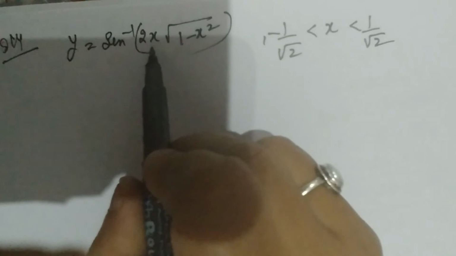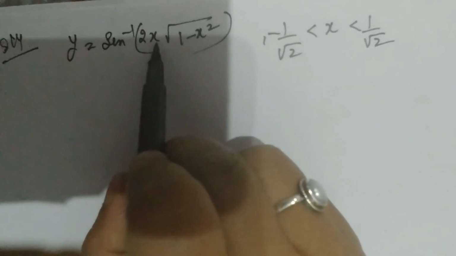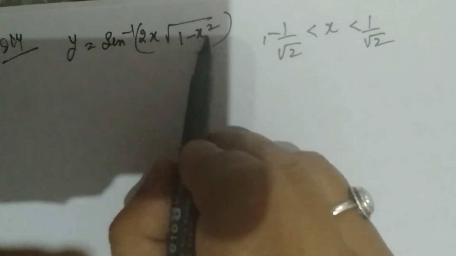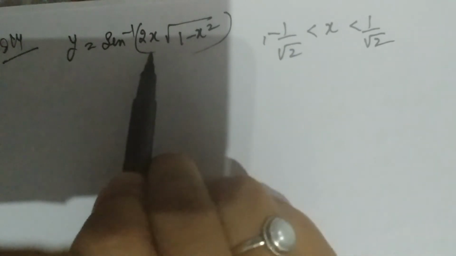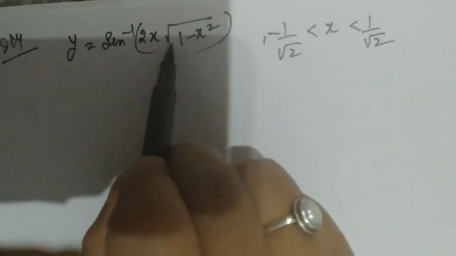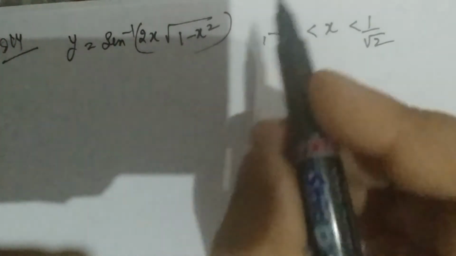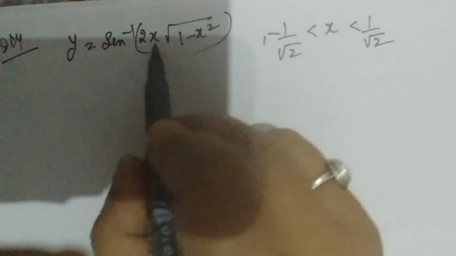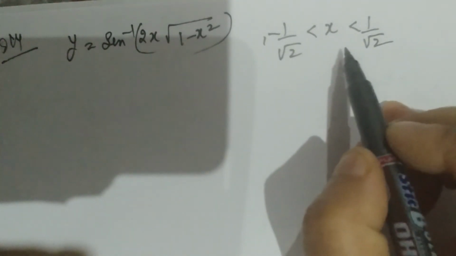Now let us work out what I should get from here. If I put x as sine theta, it will be 2 sine theta and 1 minus sine square theta will be cos theta, and it will definitely be sine 2 theta. And sine 2 theta will fetch me the result. Or I can just put x as cos theta also.